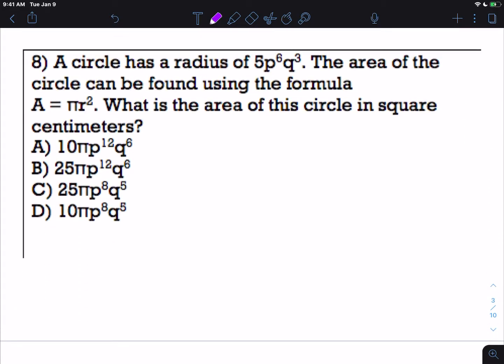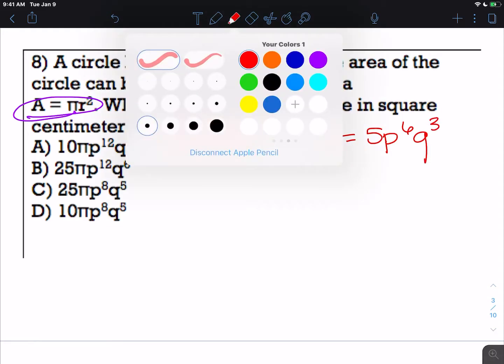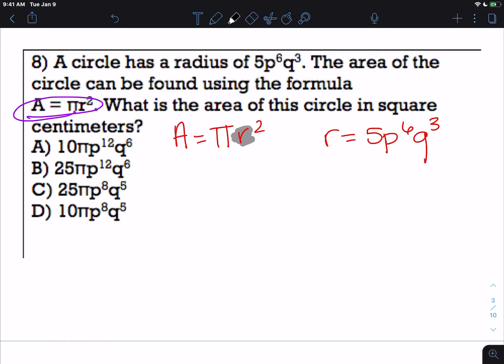So here it says a circle has a radius of 5p to the power of 6, q to the power of 3. The area of the circle can be found using this formula. What is the area of the circle in square centimeters? So first thing I'm going to do is I'm going to go ahead and rewrite the information they gave me. And it looks like what happened here is they defined out my r as that. So I'm going to go ahead and plug that in.